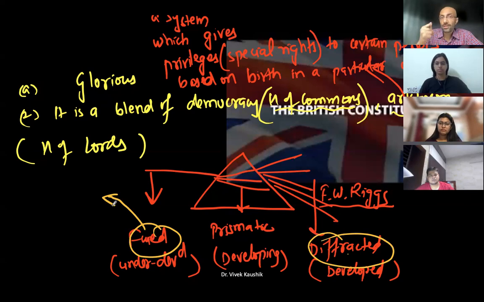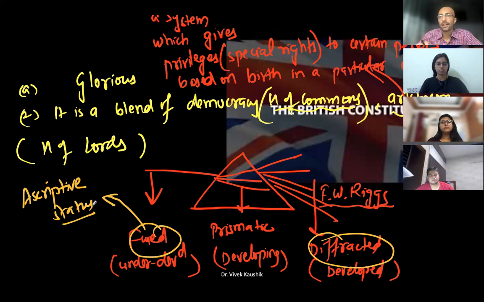One of the differences was that in fused, underdeveloped societies, people are given status and privileges based on their birth and not because of their merit or achievements. This he called ascriptive status. Ascriptive is the status you get because of your birth, and not because of your ability and achievements. Whereas in diffracted societies, people enjoy status because of their achievements.